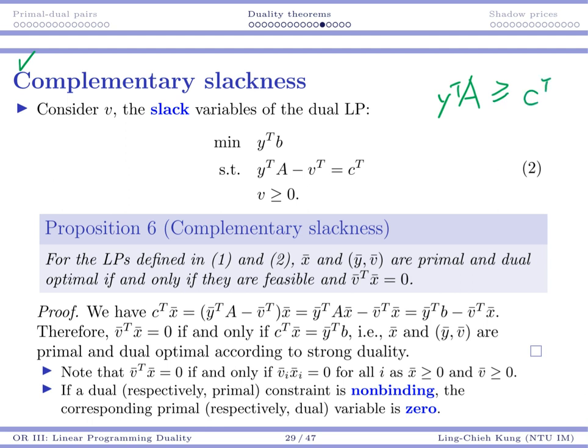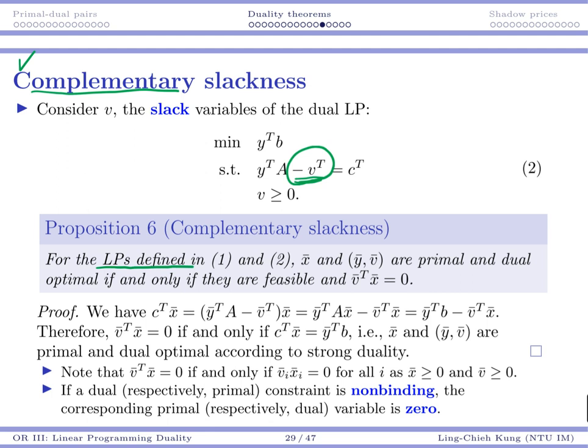Now that's going to introduce slack variables, let's call it V, and put that into the dual linear program. So we're going to have Y transpose A minus V transpose equals C transpose. So the condition obviously has something to do with these slack variables. Somehow it says your dual slack variables and your primal solution are somewhat complementary. So let's see what that is.